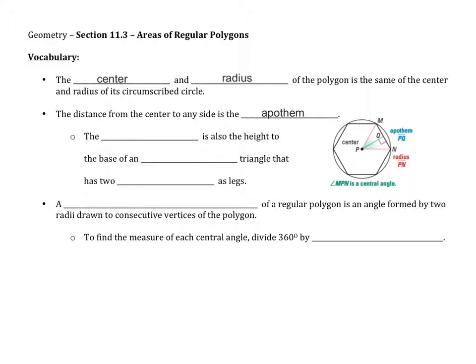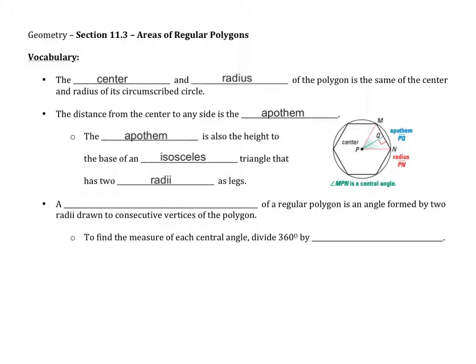So once again, the apothem is also the height to the base of an isosceles triangle. The apothem here, the blue line, is the height of this isosceles triangle, where the two legs of the isosceles triangle are actually the radii of the polygon, so the two red lines here.